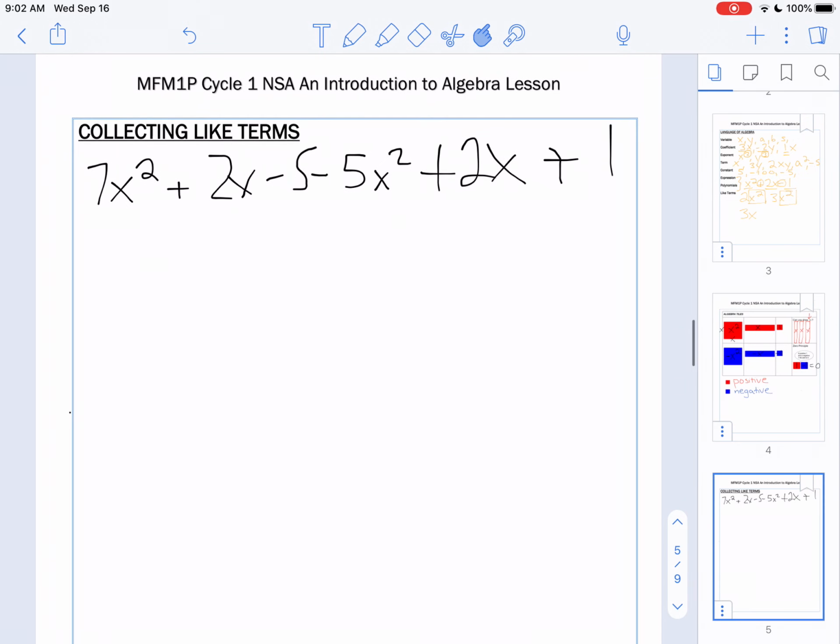So I'm going to pause for a moment. You might want to pause the video. And I'm going to let you draw a picture of what 7x squared plus 2x minus 5 minus 5x squared plus 2x plus 1 would look like with algebra tiles. If you wish to do this without, try and highlight the like terms. Pause the video here and try it.